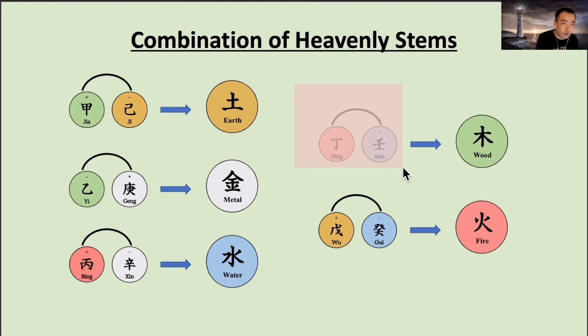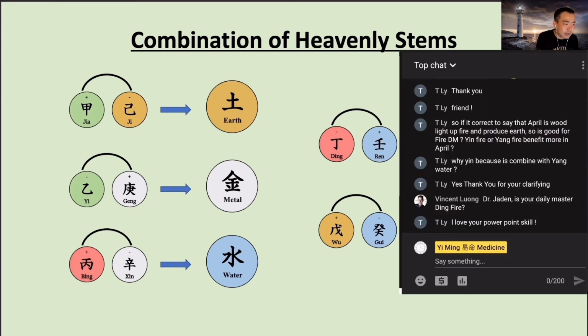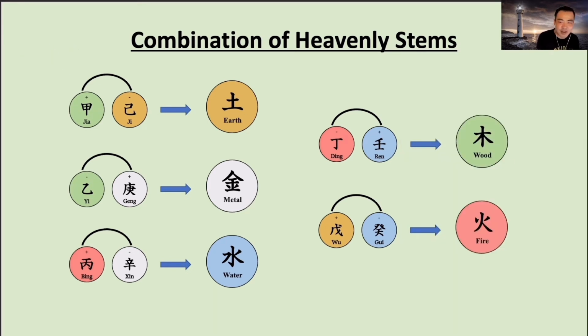See, the Ding fire and Ren water is creating the combinational aspect. Oh, Vincent, I'm a Ding fire, yeah. But it's a secret. Okay. Thank you, T.